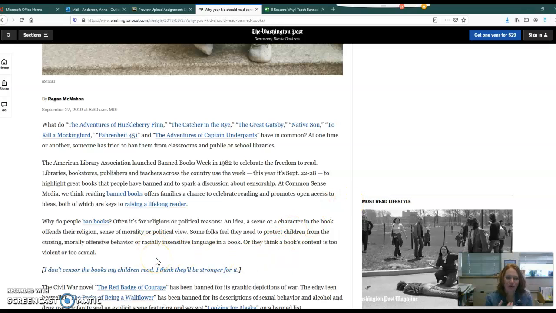So Huckleberry Finn, Catcher in the Rye, Great Gatsby, Native Son, Captain Underpants. Did anybody read that when you were little? They have all been either banned or somebody has tried to ban them from public or school libraries. Same with this book as well. This book has been on the banned list for a couple different places throughout the United States.